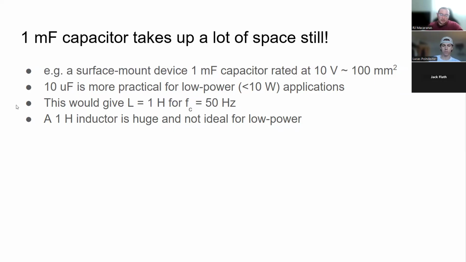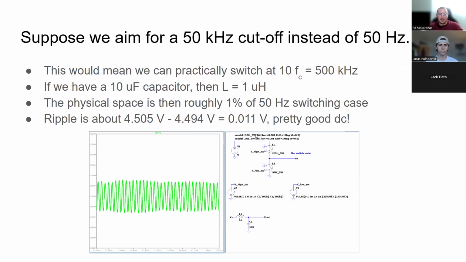And so typically, we take this 10 microfarad capacitor, right? These are in a 1210 package, which is almost microscopic. But if we were to run with this 10 microfarad capacitor, which is more common, we would need an inductor of 1 Henry, which is also ginormous, right? So we don't really want to be switching at 500 hertz because our filter components are going to be way too big, especially for low power.